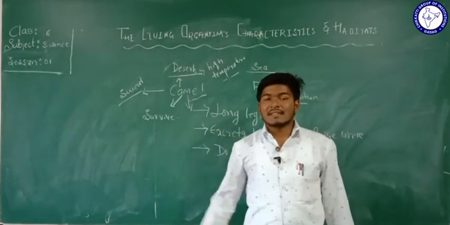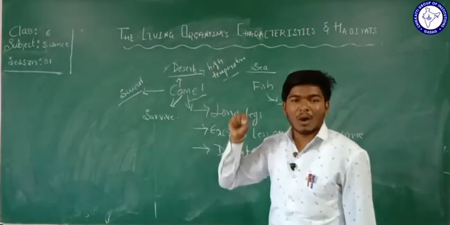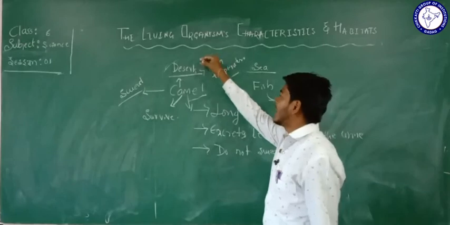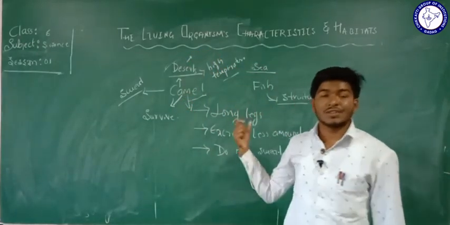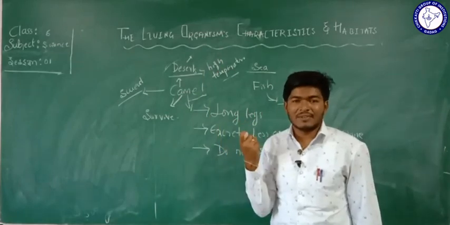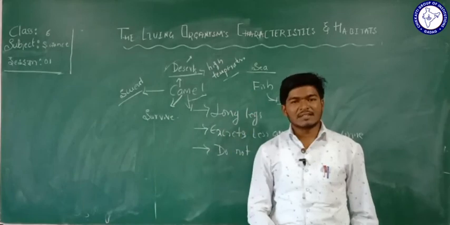So this is all about the camel with its properties and one of its habitats, the desert. In the next session, we are going to continue with the fish. What is the body structure of the fish, what are the properties of the fish, and what is its habitat will be discussed in the next class.